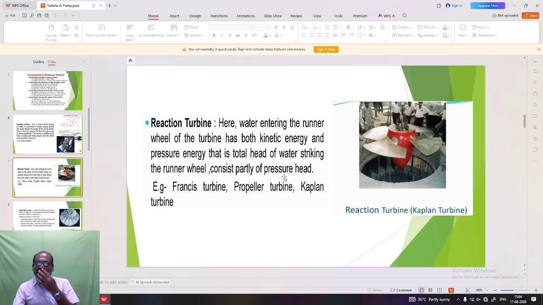A reaction turbine means the water entering the wheel of the turbine has both kinetic energy and pressure energy, that is, the total head of the water striking the runner wheel consists partly of pressure head and partly of kinetic head. Examples are the Francis turbine, propeller turbine, and Kaplan turbine.